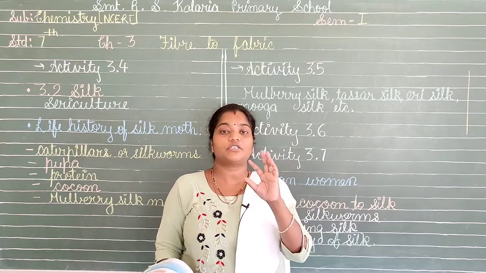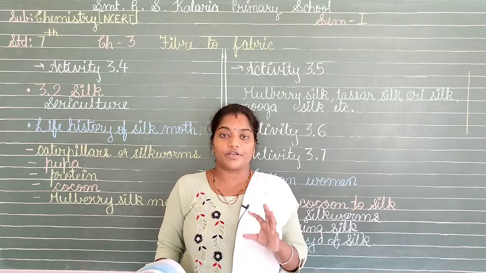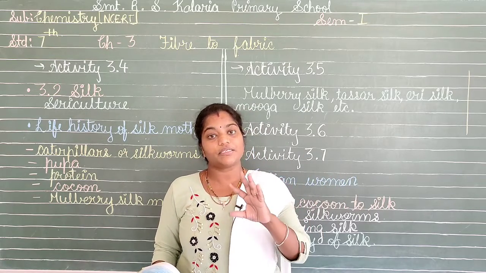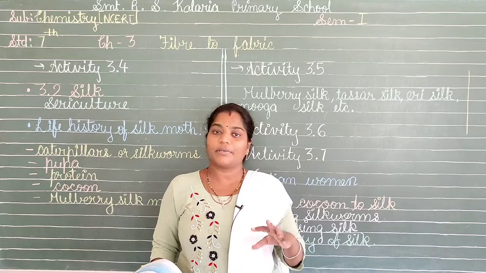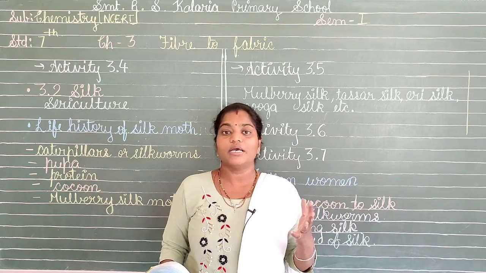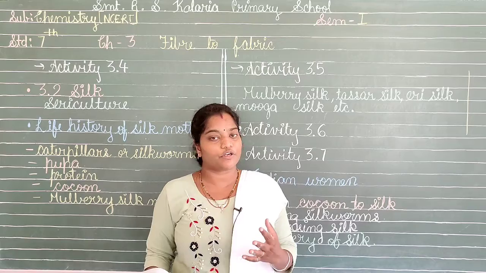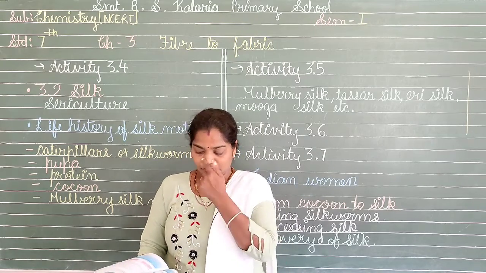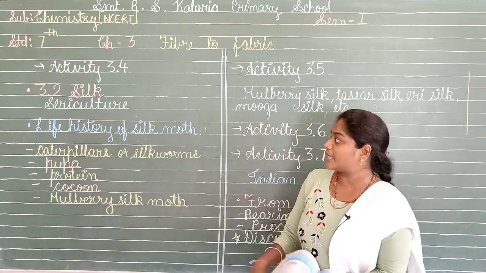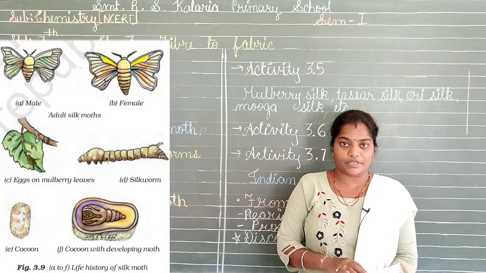When the cocoons are formed, they are automatically shifted to bamboo-like structures. There are so many such structures in the factories of the rearing process. They are shifted there, and later they convert by themselves into moths, and the cocoon is left over for the formation of silk. In the picture you can see all these things mentioned here.